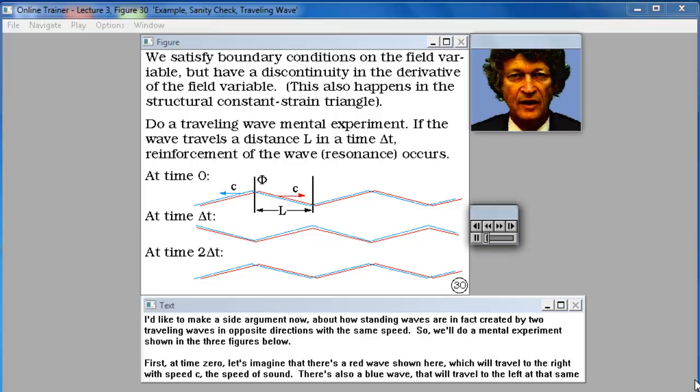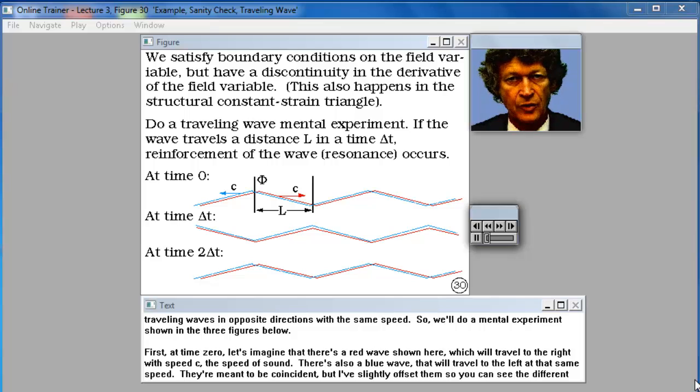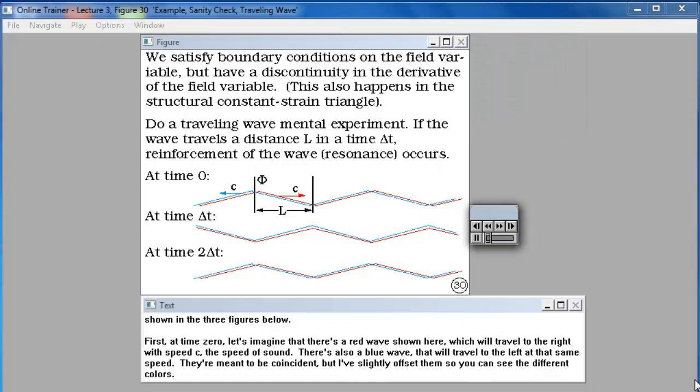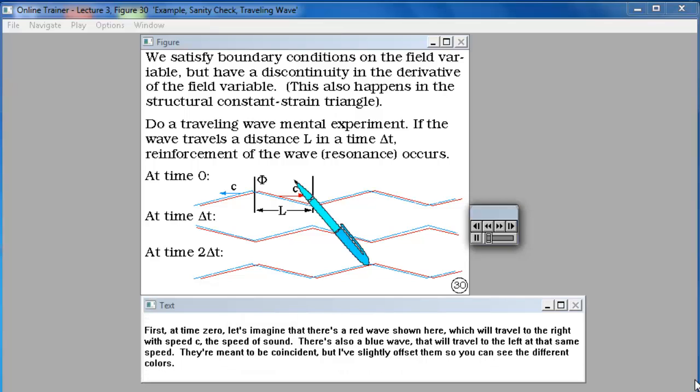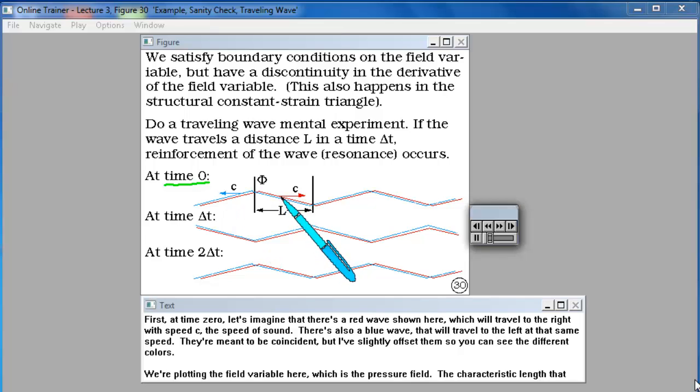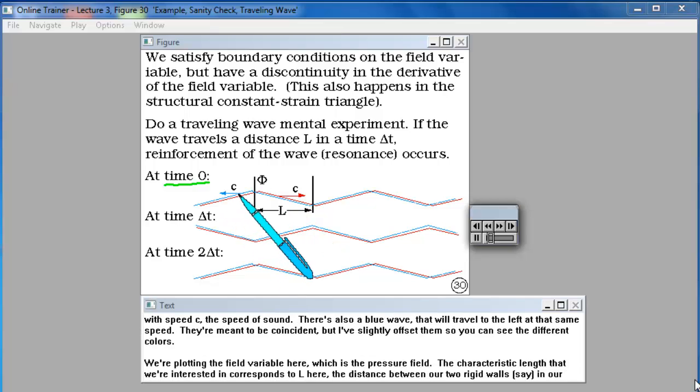I'd like to make a side argument now about how standing waves are in fact created by two traveling waves in opposite direction with the same speed. So we'll do a mental experiment shown in the three figures below. First, at time 0, let's imagine that there's a red wave shown here which will travel to the right with speed c, the speed of sound. There's also a blue wave that will travel to the left at that same speed.